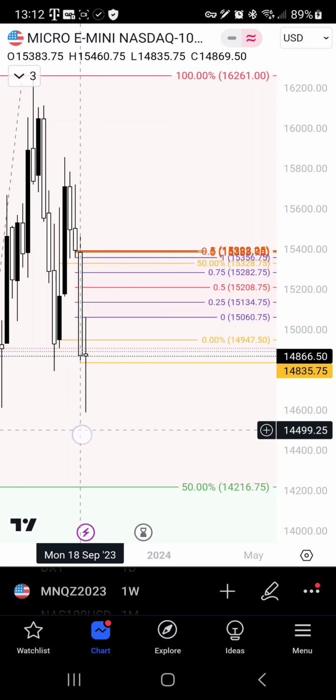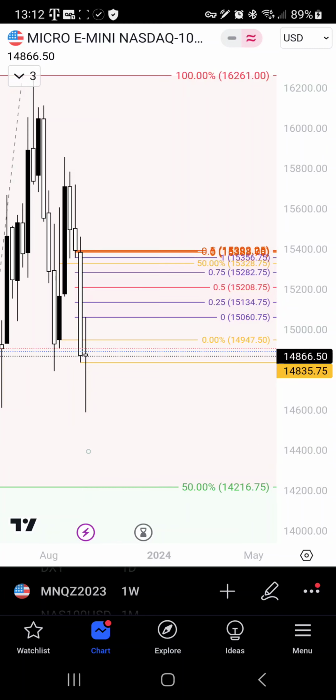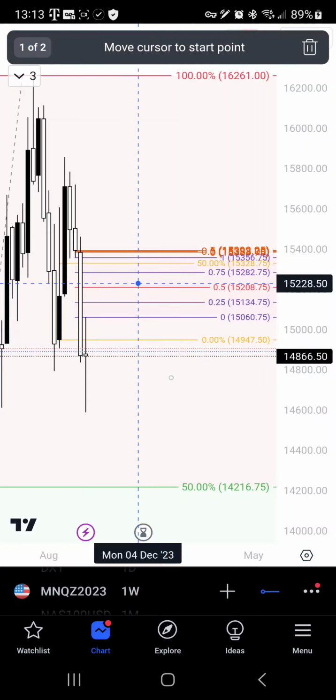So if we take a look at the weekly candle for Monday, September 18th, what did we do with it? We priced down, we took the low, we swept the low, and we closed above the low. So immediately that's going to give you a bullish bias.